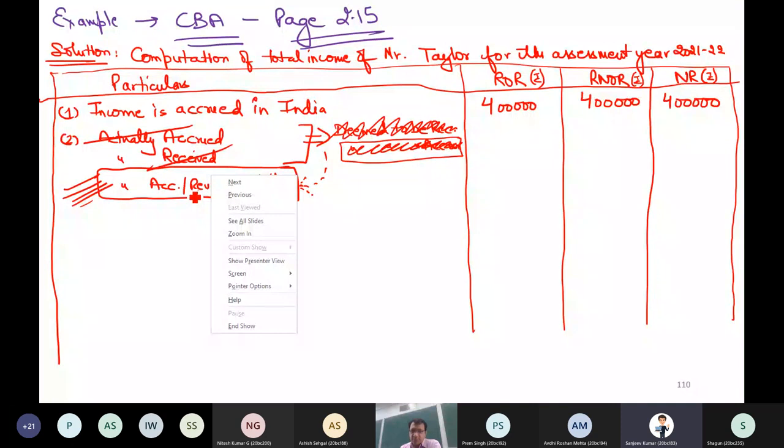Taxable for ROR. Yes. Not taxable for NR. Yes. Not taxable for RNOR except one case. Which is that one case? If the income is from business and profession which is controlled and set up in India. Don't use the word if income is received from business. Simply say if income is from business, not received. Received word you don't use. If income is from a business or profession.